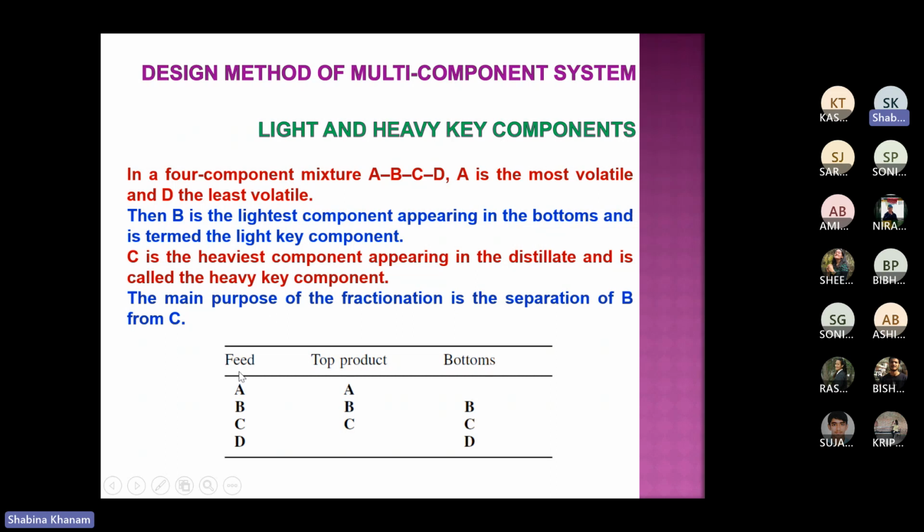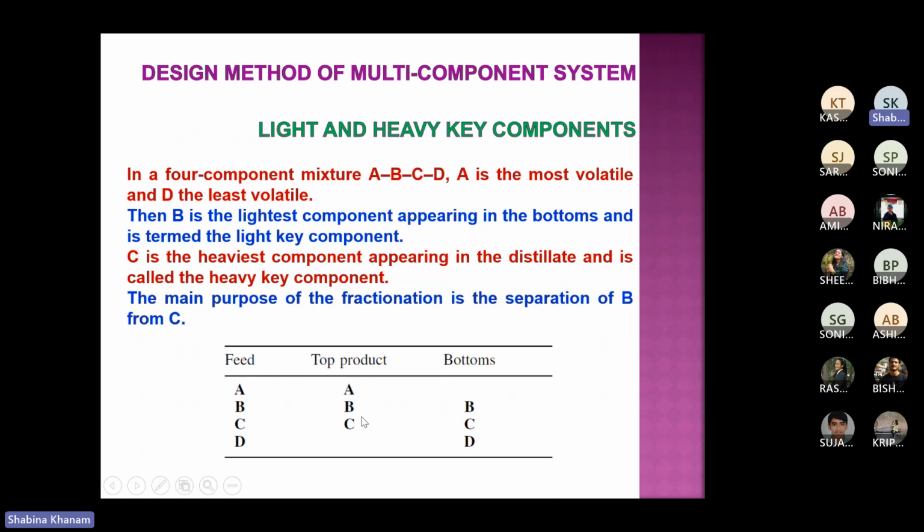Instead of reading all this, let me discuss with this table. Let's say I'm having four different components A, B, C, D. You need to arrange all these components in decreasing volatility. Number one, decreasing volatility, that you understand: the most volatile should be at the top and the least volatile should be at the bottom.